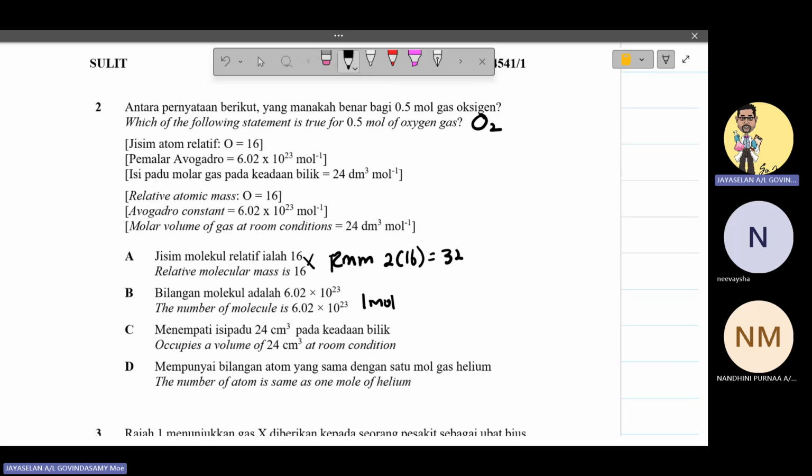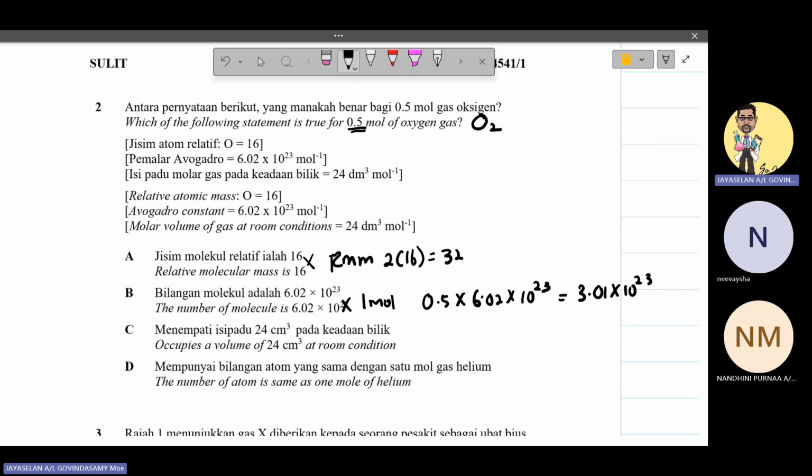Hi Nandini, this is 1 mole. So the Avogadro constant, but here they put 0.5. So 0.5 times 6.02 times 10 to the power of 23. So the actual answer will be 3.01 times 10 to the power of 23. So this one also wrong.